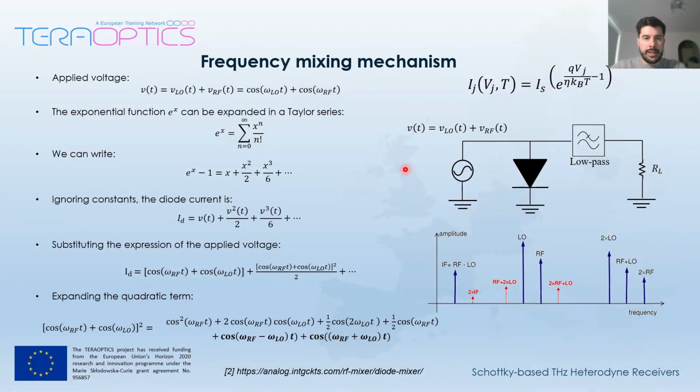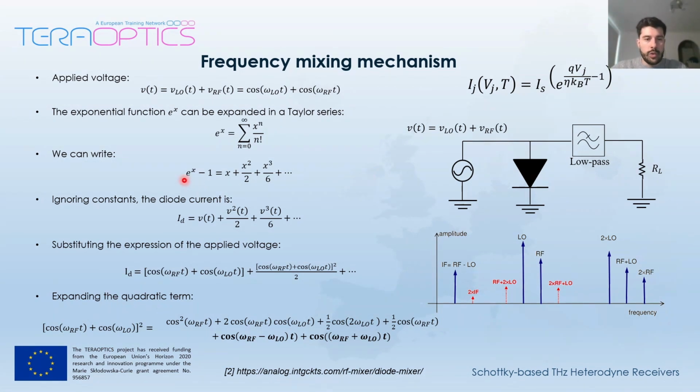In this case, the voltage source is composed of two signals, the local oscillator signal and the RF signal that we want to down-convert. Here we assume these to be two simple frequency tones, so two cosine signals at the LO frequency and the RF frequency. As we have seen, the current of the Schottky diode has an exponential form, so what we are going to do is to expand the exponential term in a Taylor series and see what signals come out of it.